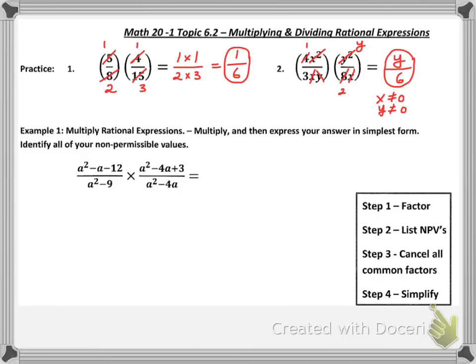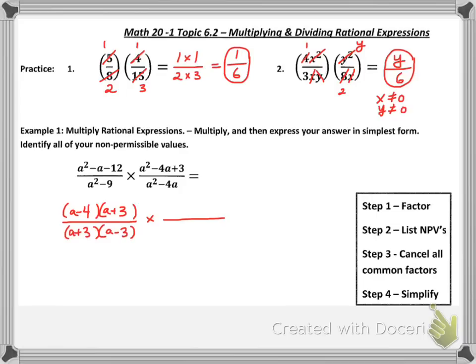Oh, first of all, I've got to say x cannot equal 0 and y cannot equal 0 in number 2 because I have x and y in my denominator. Okay, now example 1. A squared minus a minus 12 is going to factor into, as we said, a minus 4 times a plus 3. The bottom, a squared minus 9, well, that's a difference of squares, so it's got to be a minus 3 and a plus 3 in whatever order.